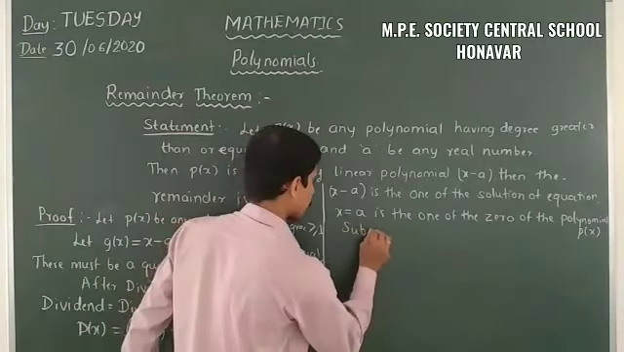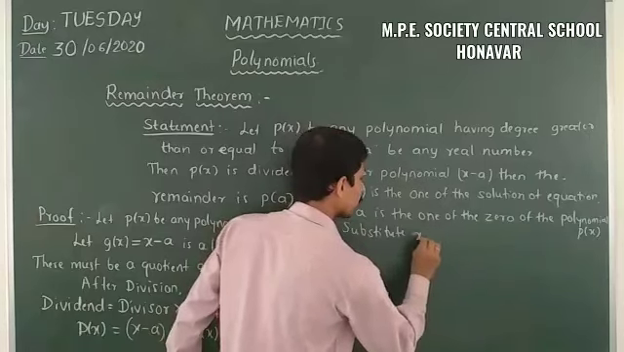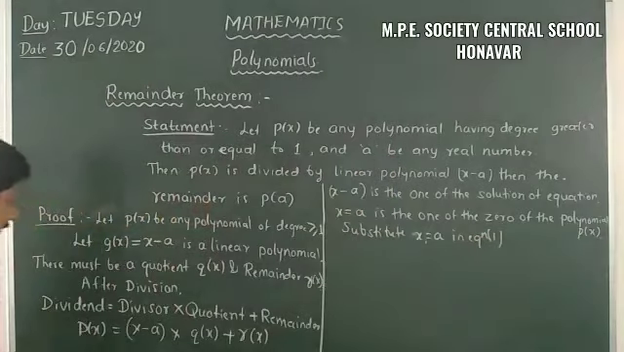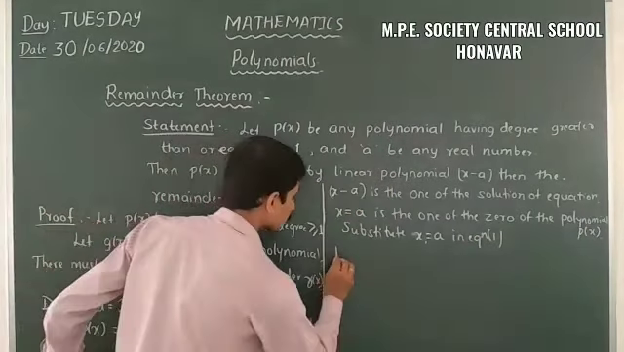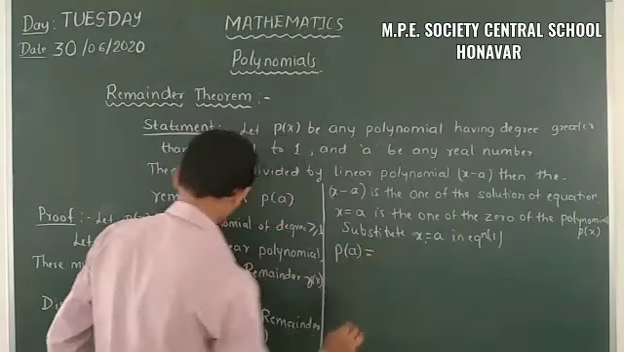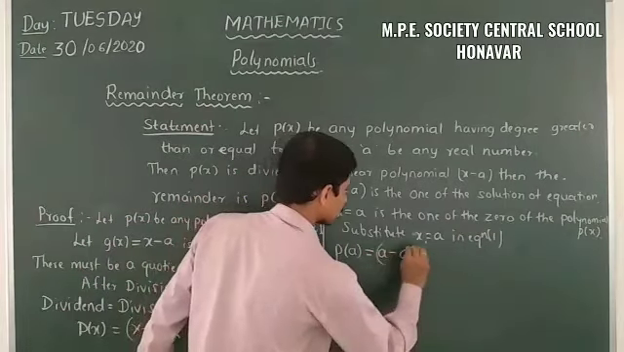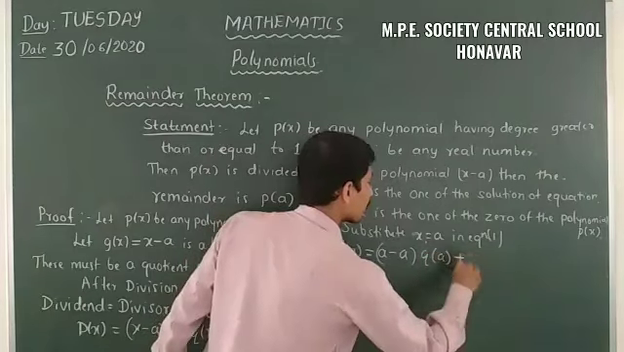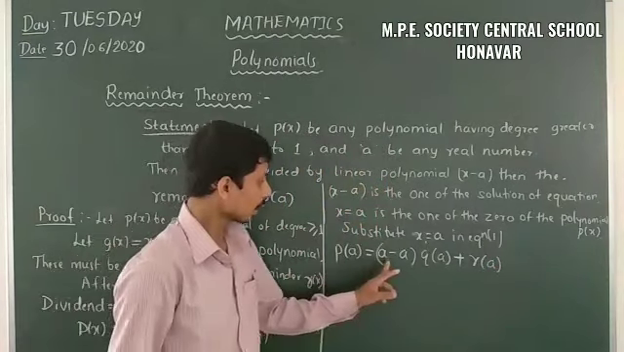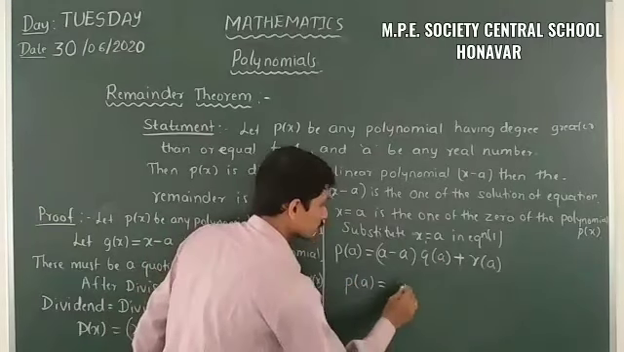Substitute x is equal to a in equation 1 here. So p of x is equal to, that means in place of x we have to write a here. P of a is equal to a minus a into q of a plus r of a here. So a minus a gets cancelled.